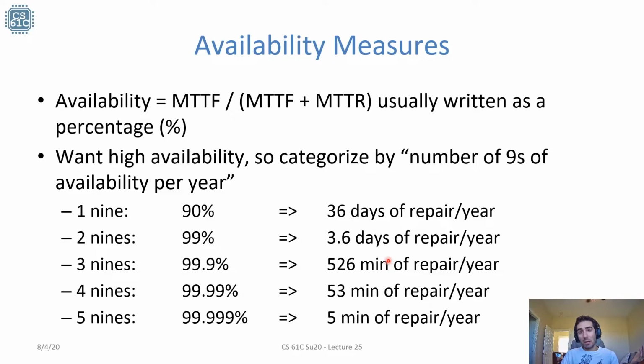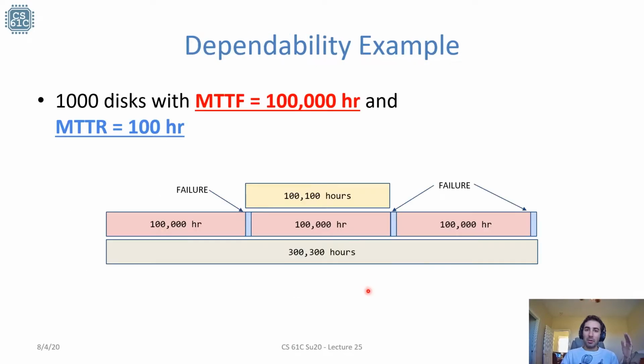99.9% is 526 minutes. So it gets further and further. And near some of the best is 99.999% availability. We only get 5 minutes of repair per year, which is essentially nothing. So we always want to be looking in terms of the number of nines that we have.